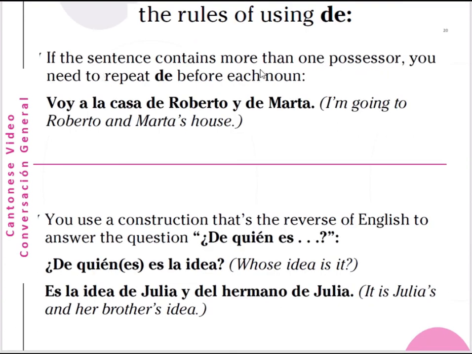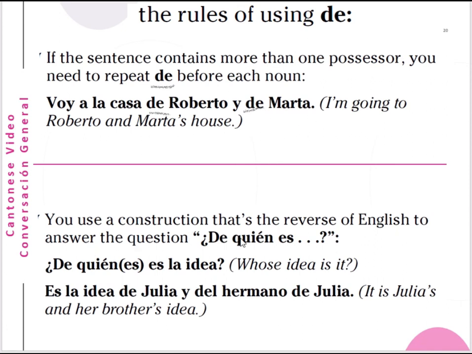And if the sentence contains more than one possessor, you need to repeat de before each noun. So you have to repeat de before each noun. Voy a la casa de Roberto y de mamá. I am going to Roberto's and mother's house. Voy a la casa de Roberto. I go to the house of Roberto and the house of mother.